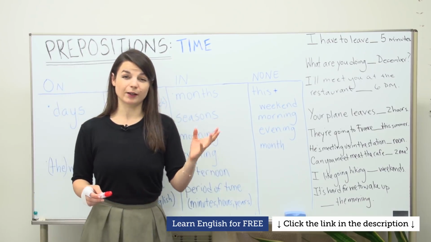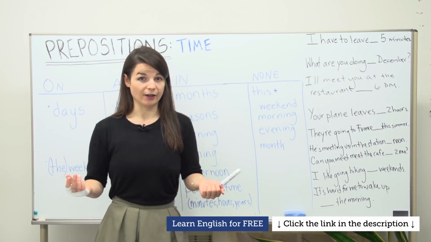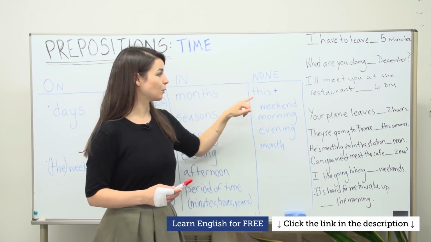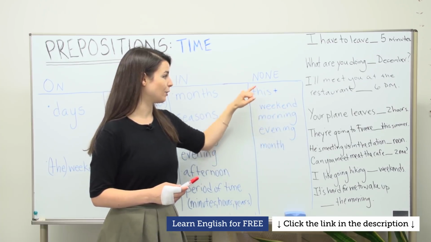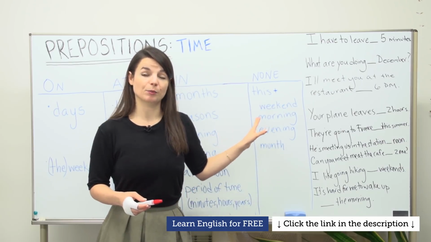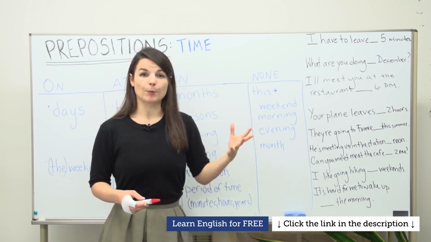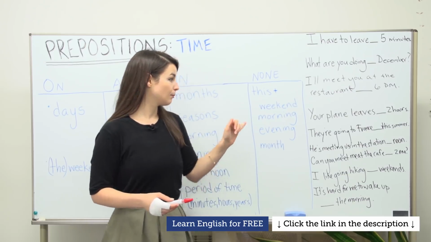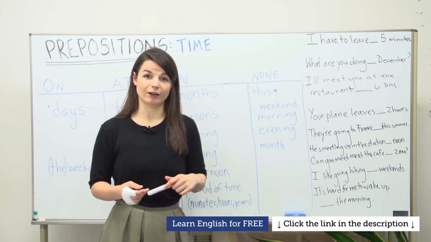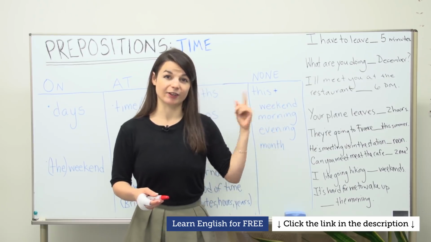The last thing I want to talk about, though, is a situation where you don't need to use a preposition at all. When you use this plus weekend, like this weekend, or this morning, or this evening, or this month, this September, this October, you do not need to use a preposition in this case. We'll practice in just a moment, but this is a very common mistake. If you use this before one of these expressions, you do not need to include a preposition, so please be careful.